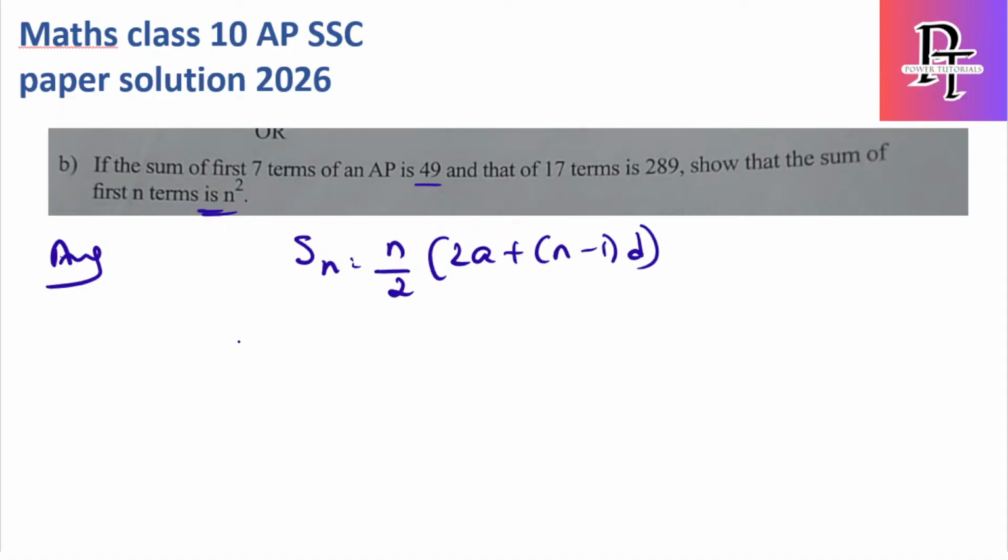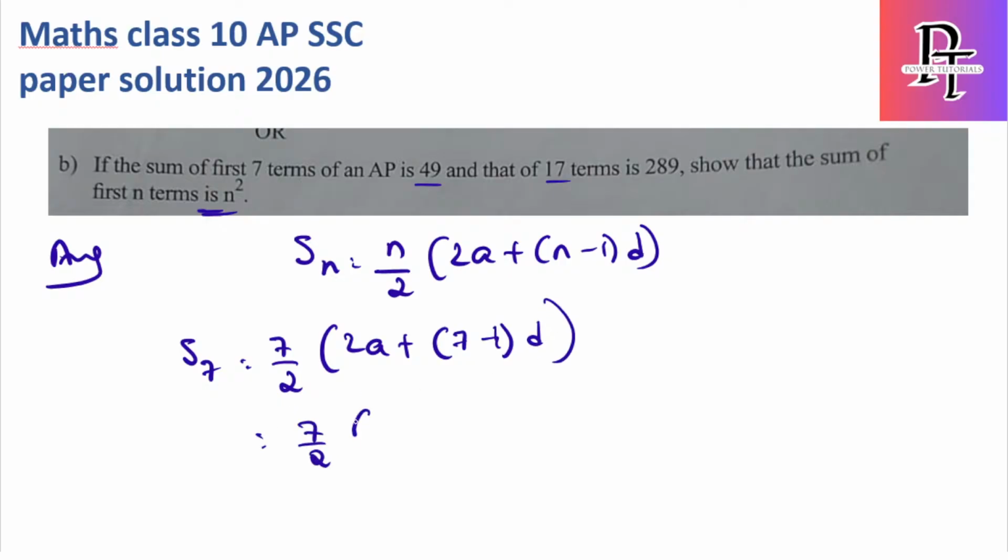Let's substitute these for the sum of 7 terms and the sum of 17 terms. S7 is equal to 7 by 2 into (2a plus (7 minus 1) into d). So this becomes 7 by 2 into (2a plus 6d), and this is equal to 49. So 7 ones are 7, 7 sevens are 49, so 2a plus 6d becomes 14. Let's keep it as equation 1.